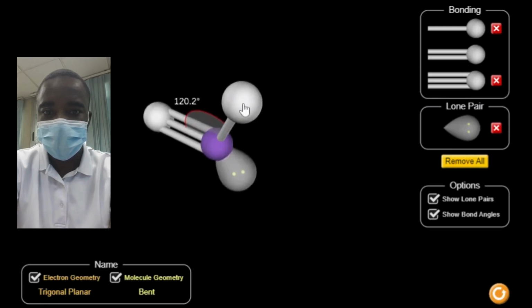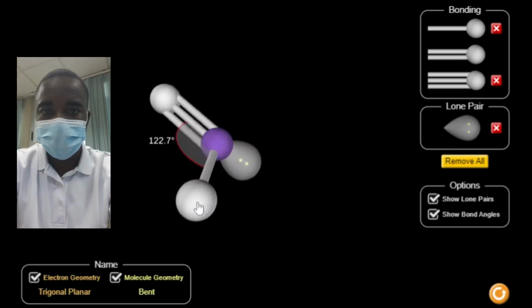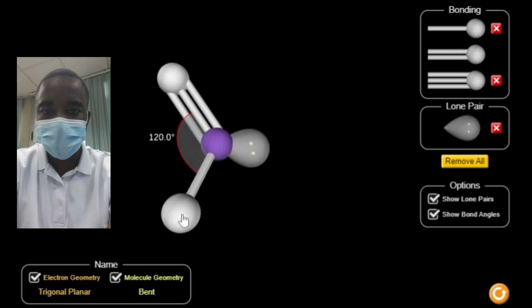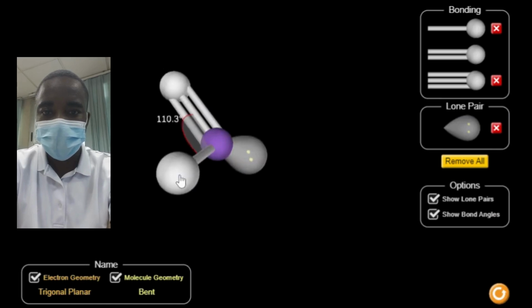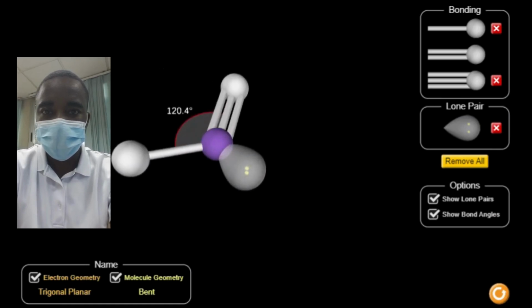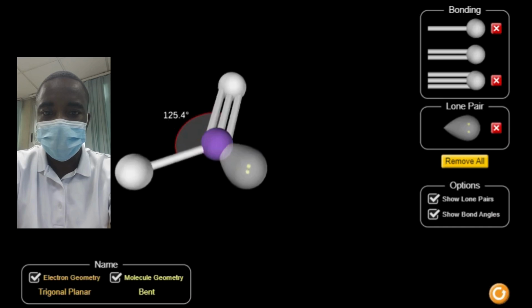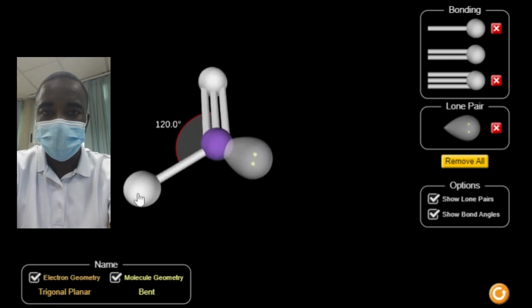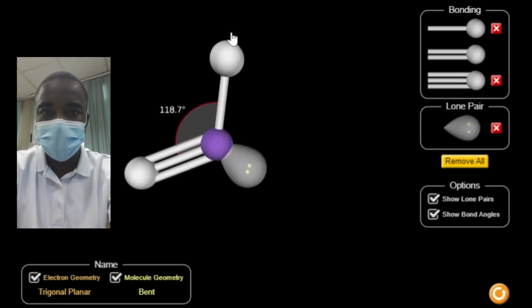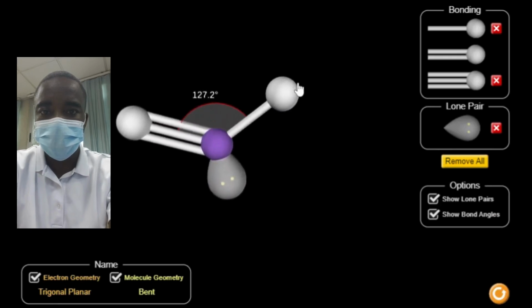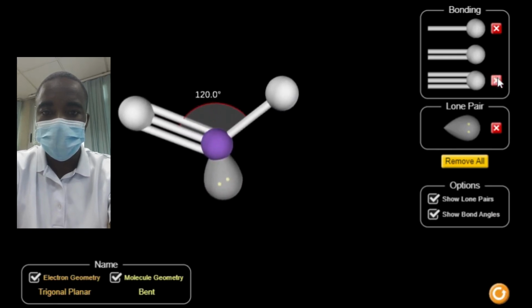The simulation allows students to explore the principles of valence shell electron pair repulsion theory, which predicts the geometry of molecules based on the repulsion between electron pairs in the valence shell of the central atom. According to VSEPR theory, electron pairs arrange themselves around the central atom in a way that minimizes repulsion, leading to specific molecular shapes and bond angles.